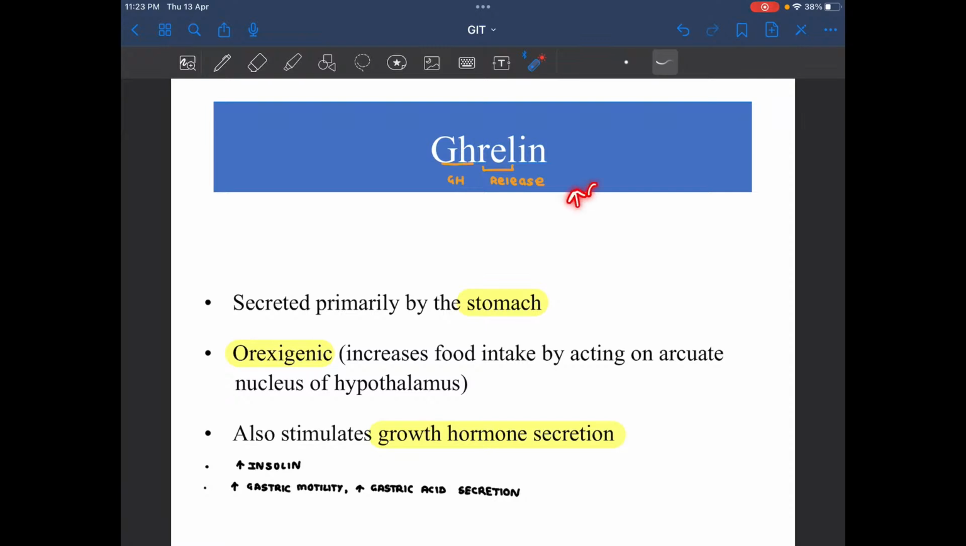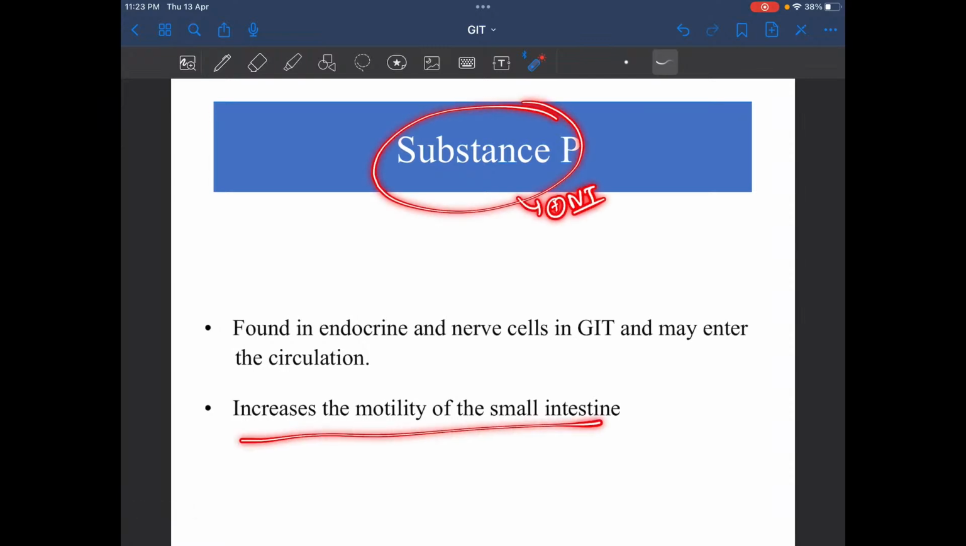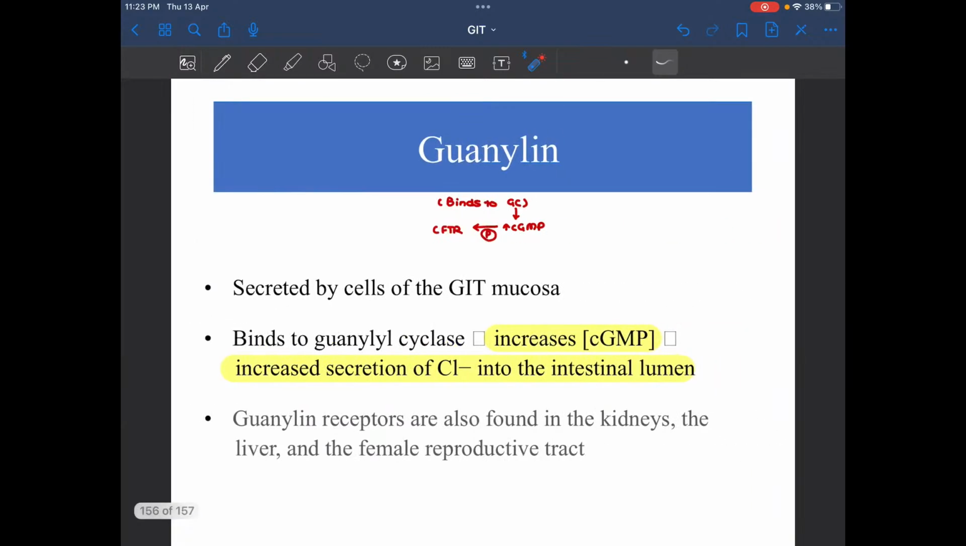And ghrelin, as we saw, is also a very potent stimulator of your gastric acid secretion as well. Okay, so just have a look at the chart as well. What are the different factors which increase or decrease gastric acid secretion? Substance P, remember, is an excitatory neurotransmitter, so it's going to increase the motility of the small intestine along with your acetylcholine, as we have discussed previously.